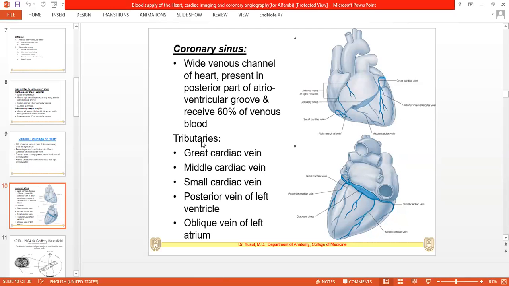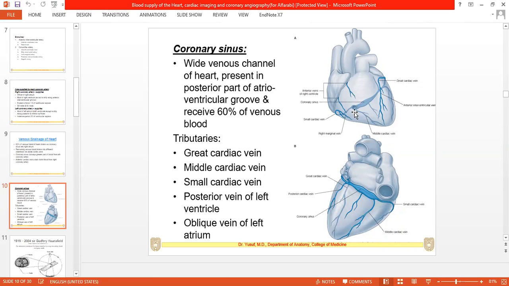As the name indicates, they are larger. It is larger compared to the middle and small. There are the great cardiac vein, middle cardiac vein, and the small cardiac vein. The great cardiac vein will be larger compared to the other veins. The middle cardiac vein, okay, so here you can see, this is the middle cardiac vein.